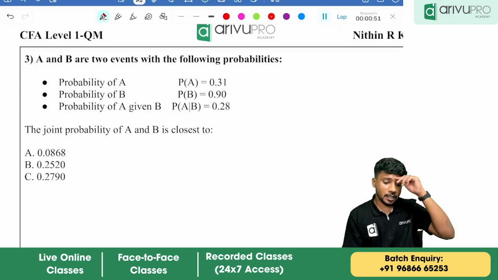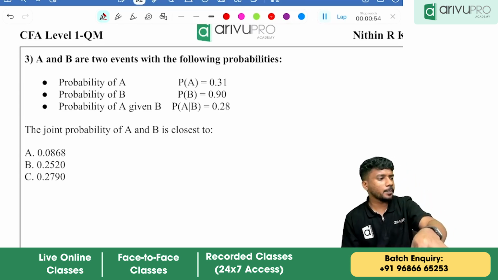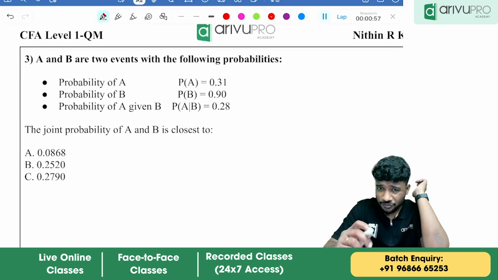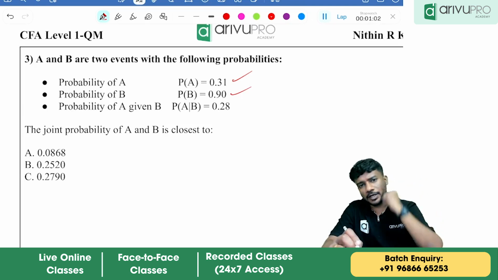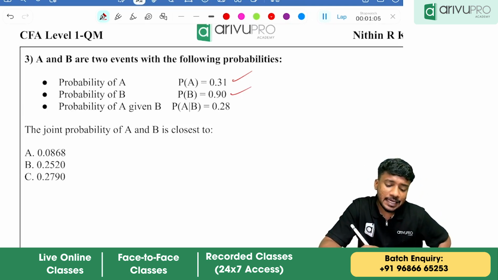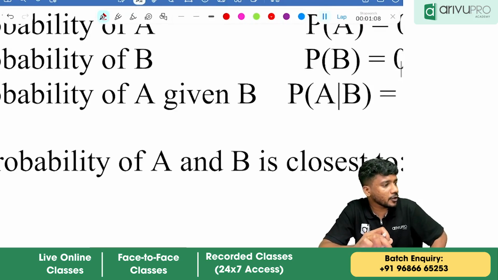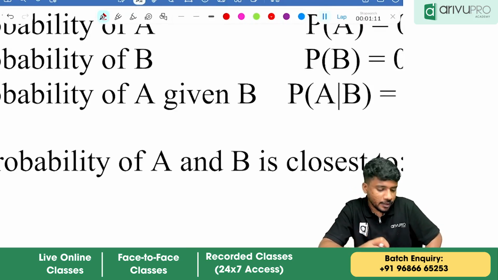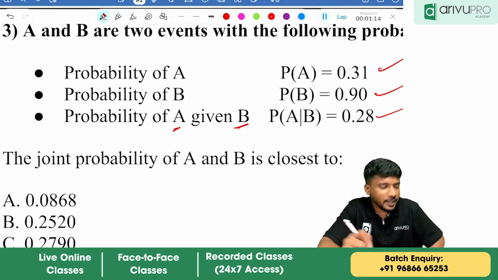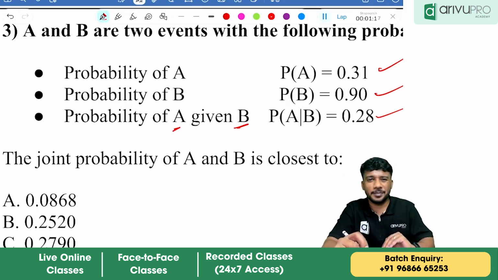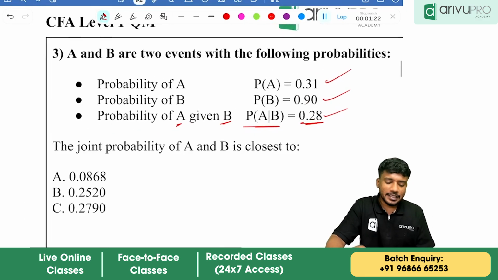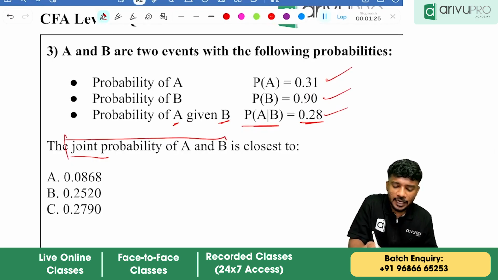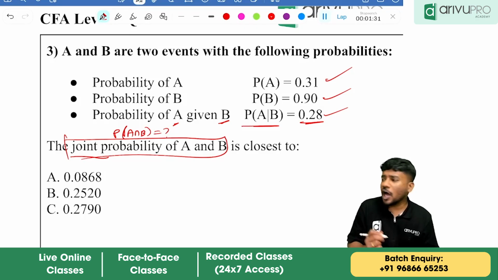A and B are two events with the following probability. Probability of occurrence of A is equal to how much? 0.31. Then probability of occurrence B is how much? 0.90. Then probability of A given B. A given B means probability of occurrence of A given that B has already occurred. That's the basic meaning. Now, P of A given B is also given, that is 0.28. They are asking the joint probability of A and B. That means they are asking for P of A intersection B is how much is the question.